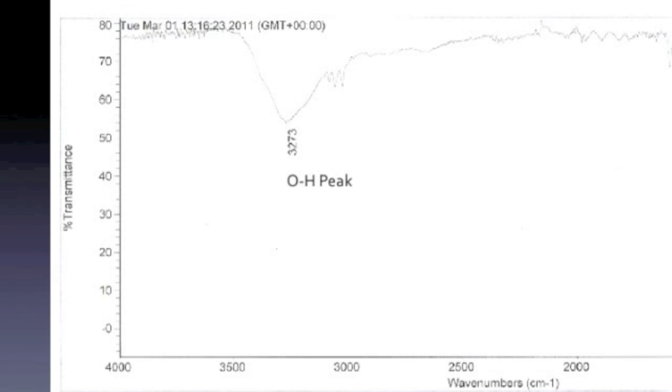From the infrared spectrum of the product, it can be deduced that there is a broad OH signal at 3273 wave numbers. Absorbance in the 3200 to 3500 wave numbers range is characteristic of an OH peak because this corresponds to the vibration of the OH bond.